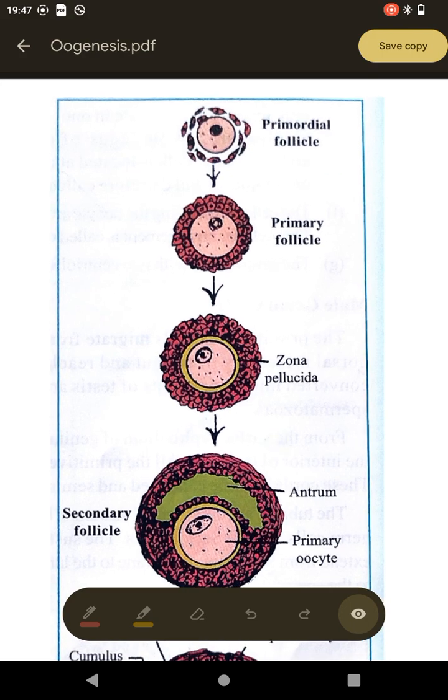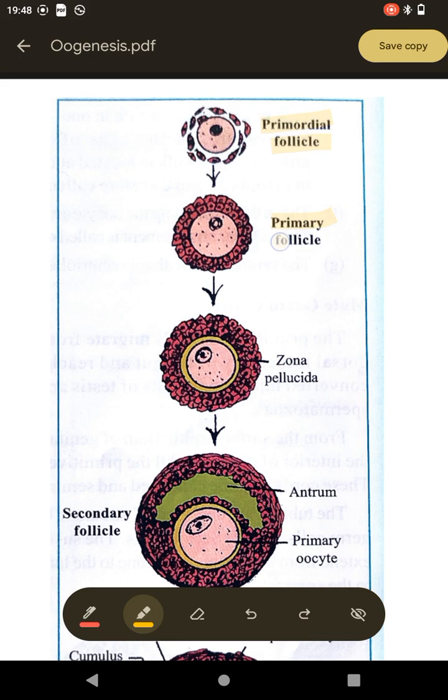See, this is the primordial follicle. What is a primordial follicle? This is the follicle at the initial stage. The primordial follicle contains the primary oocyte with flattened epithelial cells surrounding it. A single layer of flattened epithelial cells around the primary oocyte is the primordial follicle.